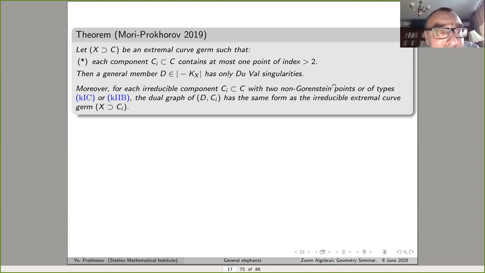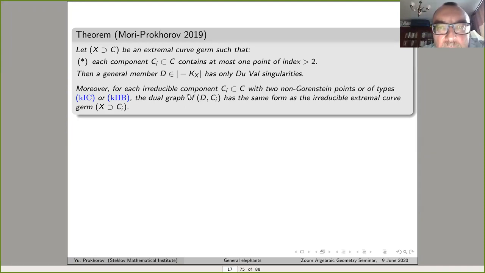Moreover, then, yeah, again it's a mistake. This should not be K here.